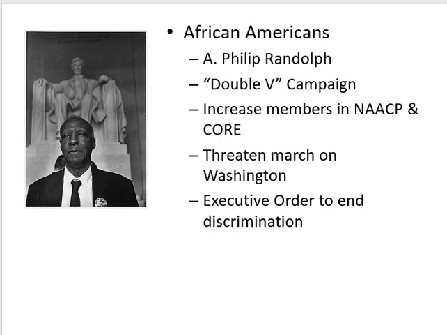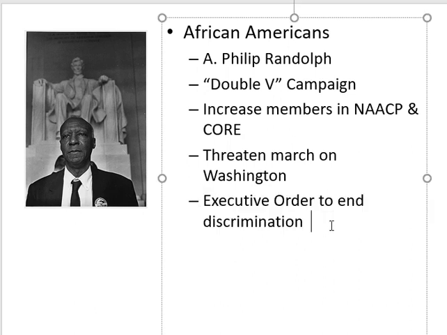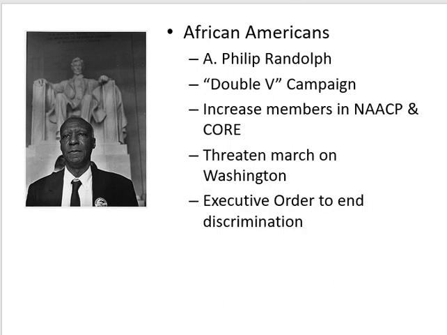Okay, so for African Americans, we're going to start up with A. Philip Randolph. So if we would have a list of African American leaders throughout U.S. history during the 1940s, A. Philip Randolph is going to be the leader of the African American civil rights movement during that time period. Again, we're going to see this idea of V as in victory. He's going to have a double V campaign, so double victory. It's supposed to be victory against the fascists abroad and victory against discrimination here at home, right? And so he will be successful in that, where he's going to get this executive order from FDR to end discrimination in government jobs, right? So there is going to be a little bit of that, but he has to threaten a march on Washington in order to convince FDR to do this.